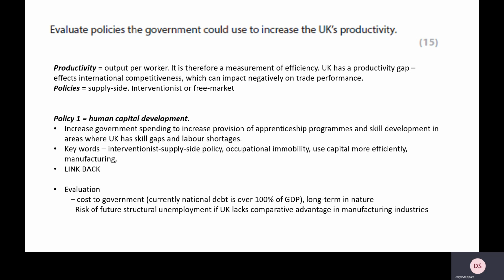I can then say if workers are given better access to skill developments, then it means that when they get jobs, they can use capital more efficiently on production lines. This would therefore raise the ability for people to work inside factories and increase the output per worker, and therefore mean that people become more productive. But then the evaluation could be, well, overall, the problem is this policy is long-term in nature. The nature of human capital development is that people need time to acquire new skills. This therefore means the benefit to UK manufacturing is more of a long-term benefit rather than a short-term benefit for the economy.